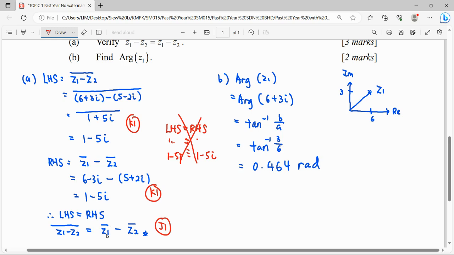Meanwhile, for the argument part, it's just a simple thing. Our concept is just shift tangent b over a, and then get your answer in radian.